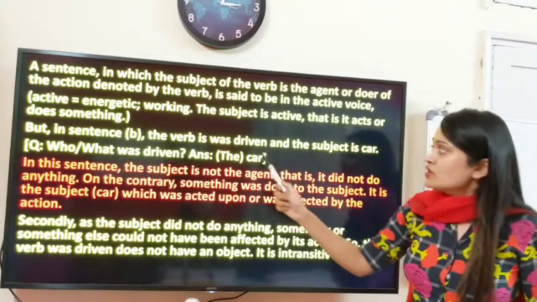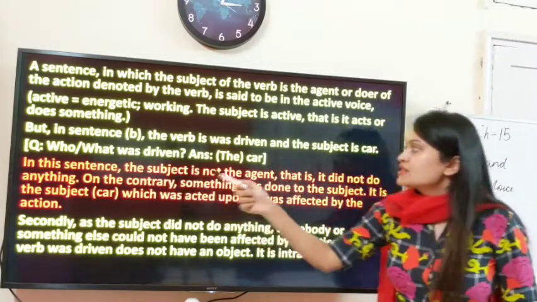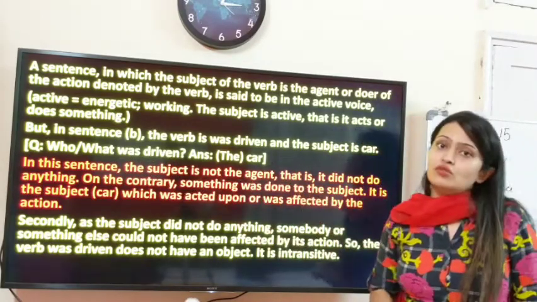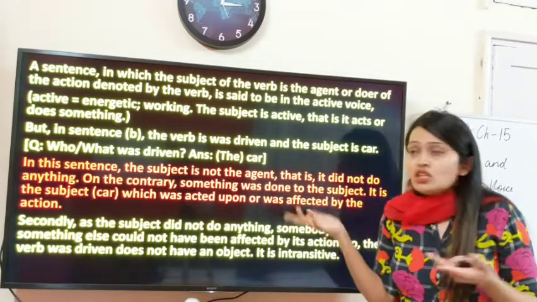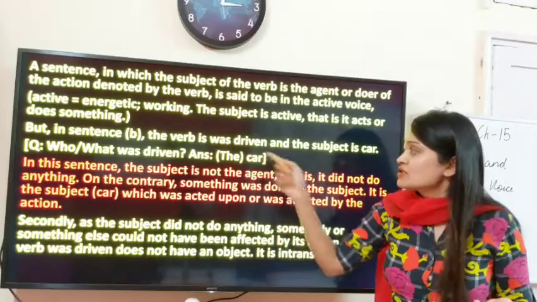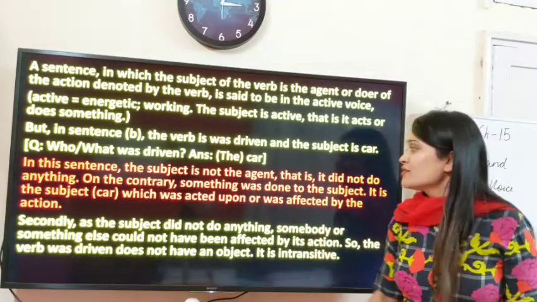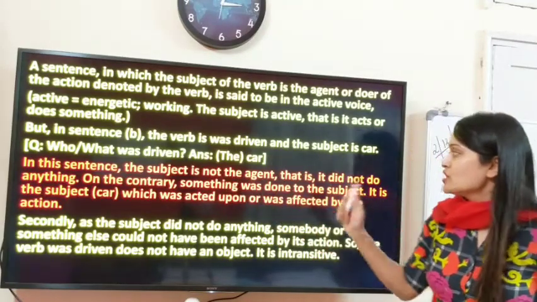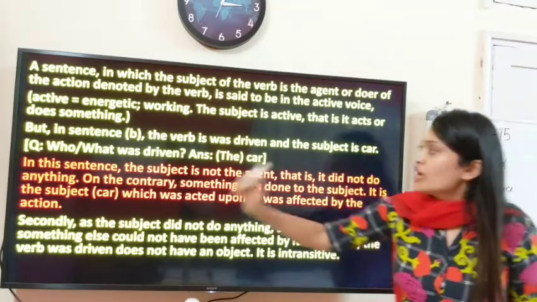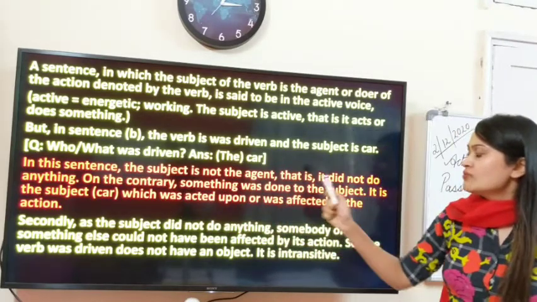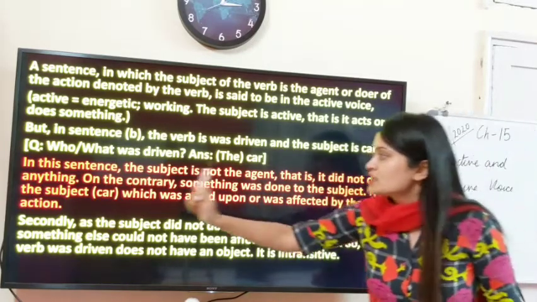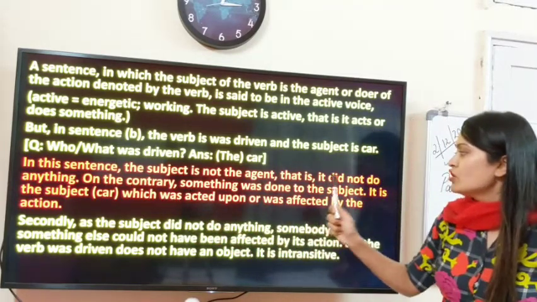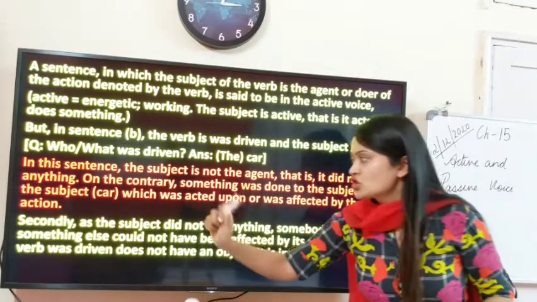What was driven? The car. In the sentence, the subject is not the agent. What is the meaning of agent, children? Somebody is doing something. So, the subject is not the agent, the subject is the car, and the car is not doing something. So, the subject is not the agent, that is, it does not do anything. On the contrary, something was done to the subject, something was done to the car. It is the subject car which was acted upon or was affected by the action.